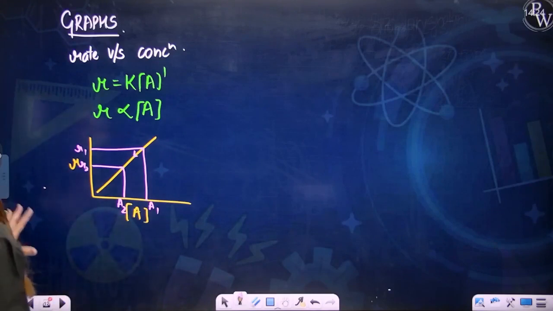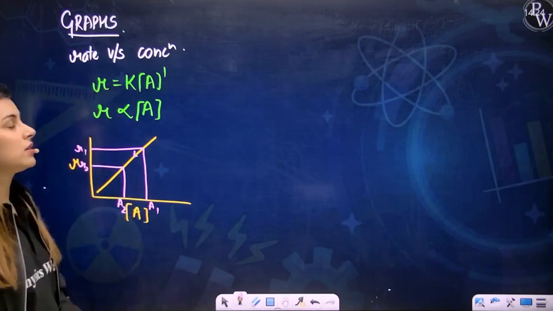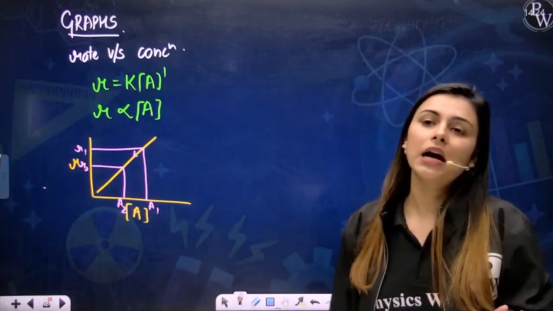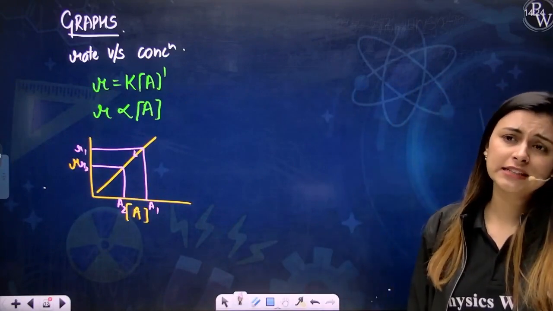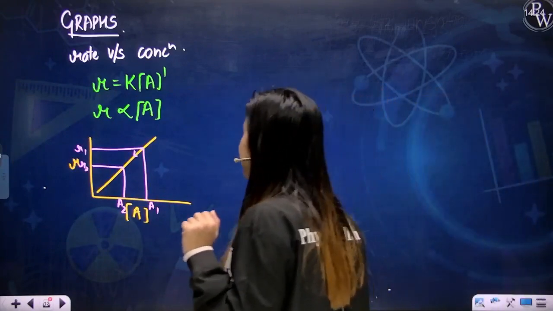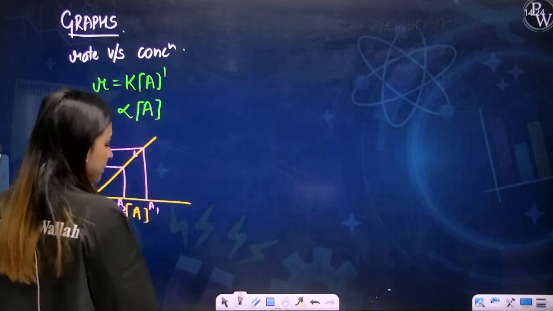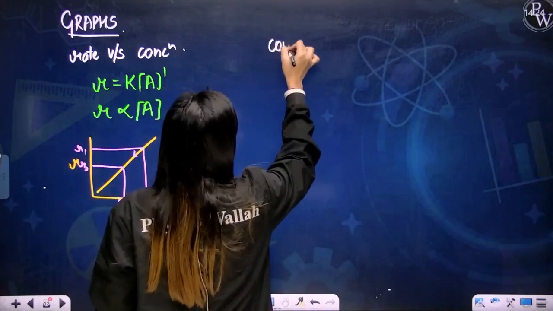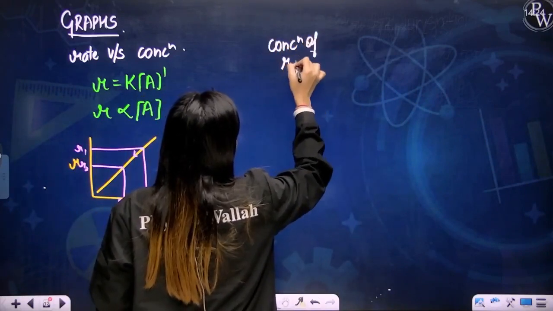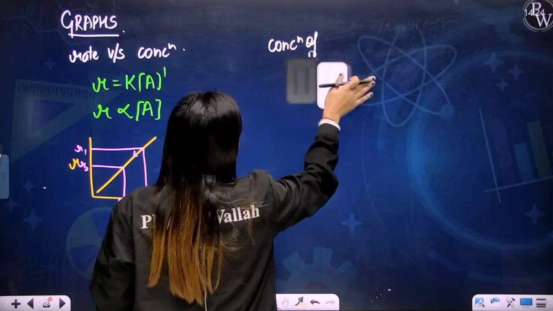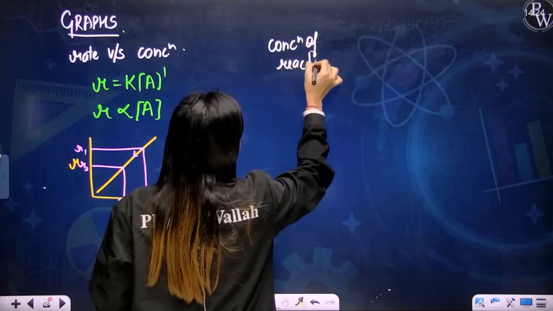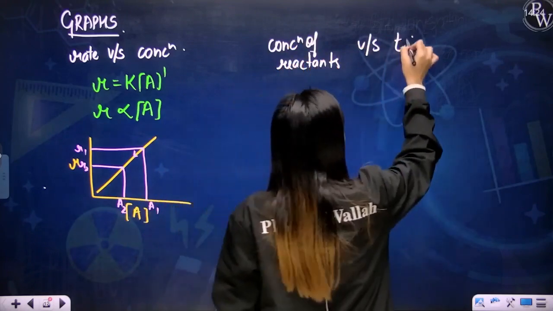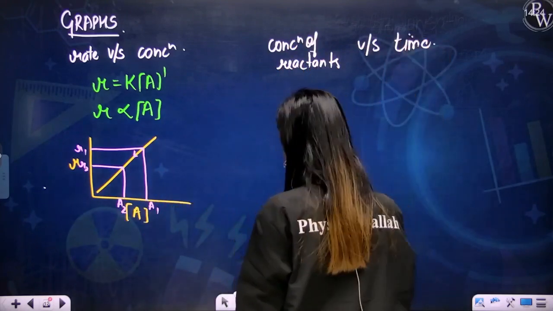Yes, perfect, my dear students. I hope you're clear till now. Rate versus the concentration, right? This is the first graph that is generally asked. Till now, everything is clear. The next graph that is generally asked to you is concentration of reactant versus time. Now let's try to understand how we will derive this particular part.